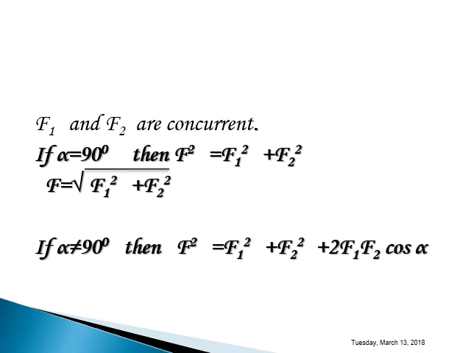If the two forces are concurrent, if alpha equals 90, then F square equals F1 square plus F2 square. So F equals radical F1 square plus F2 square. If alpha does not equal 90, then F square equals F1 square plus F2 square plus 2 F1 F2 cosine alpha.